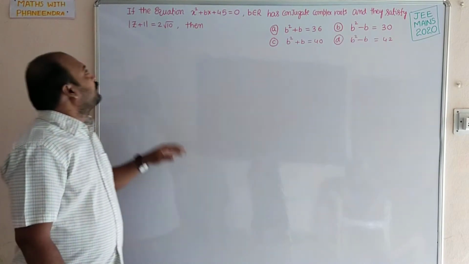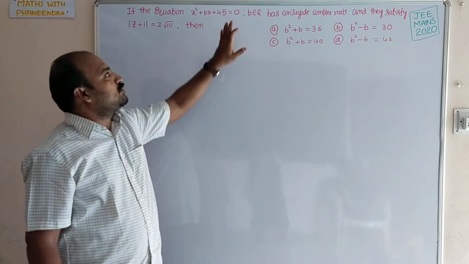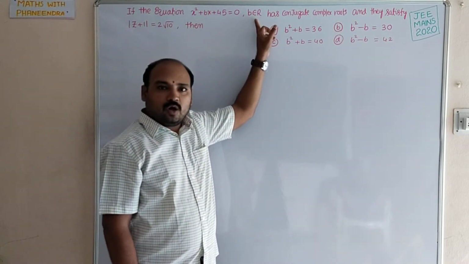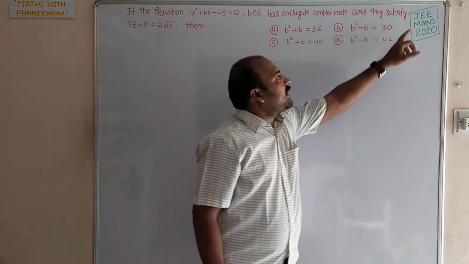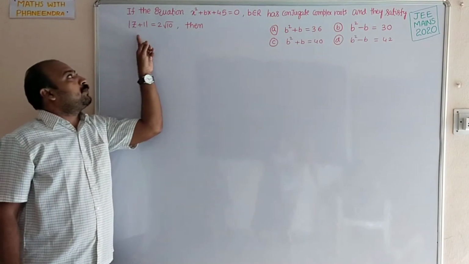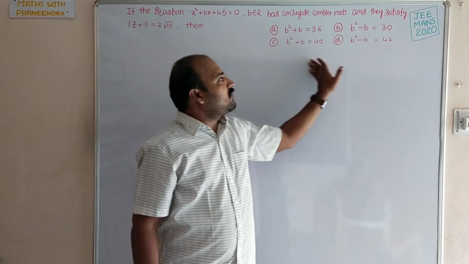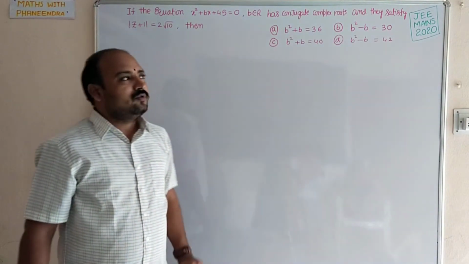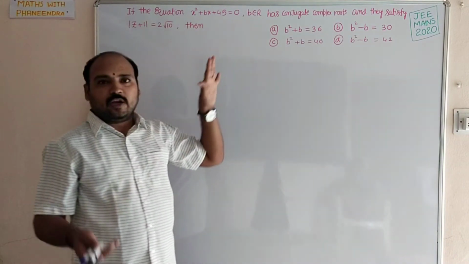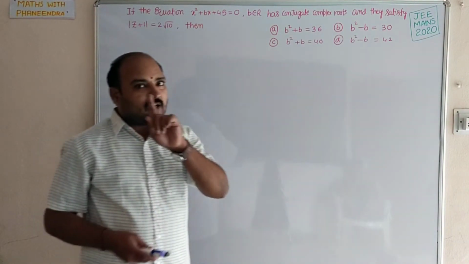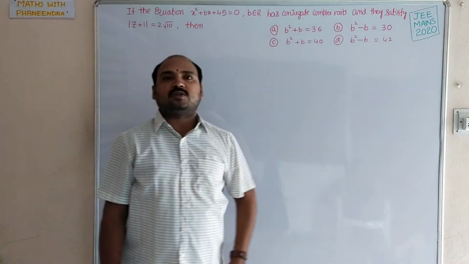The first question. If the equation x square plus bx plus 45 equal to 0, where b belongs to R, has conjugate complex roots and they satisfy mod z plus 1 equal to 2 root 10, then which of the following is right? Options are given like this. So b belongs to R, so we need to calculate the b value. And one condition is given, this quadratic equation has conjugate complex roots.